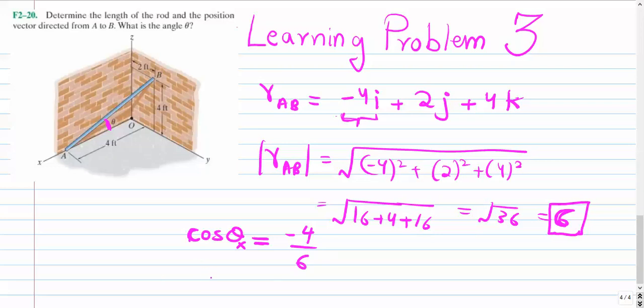So now we can do arc cos of both sides. I'm just going to simplify that. And once we solve for theta, we get 131.8 degrees. So this was a simple and easy procedure for this question.